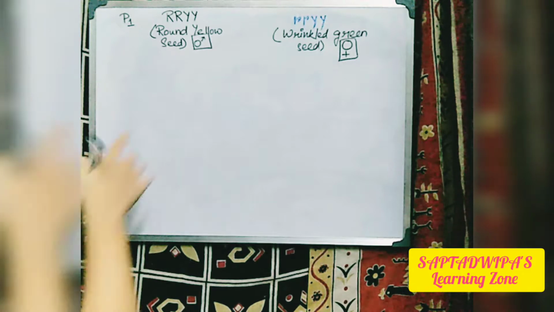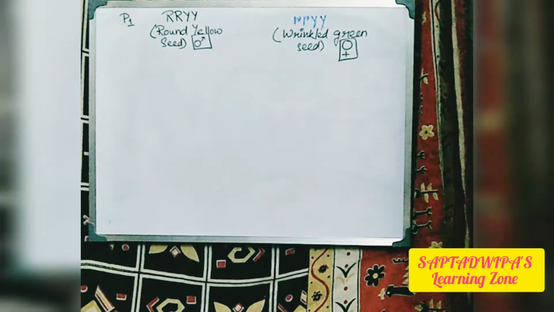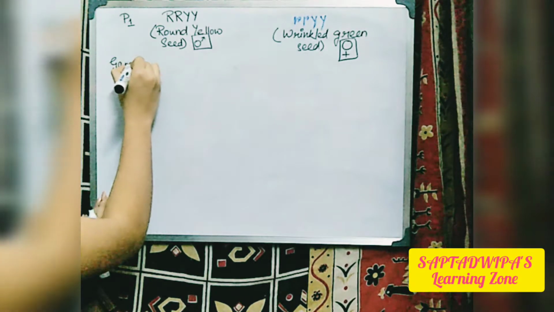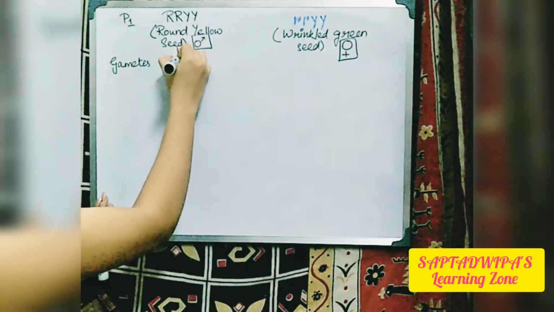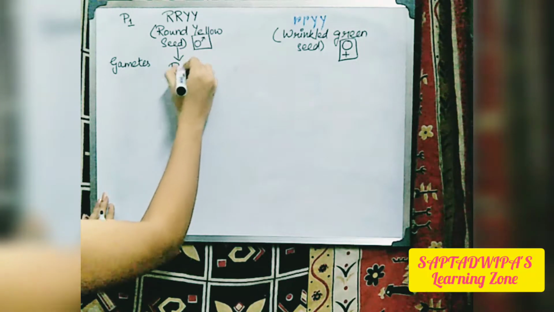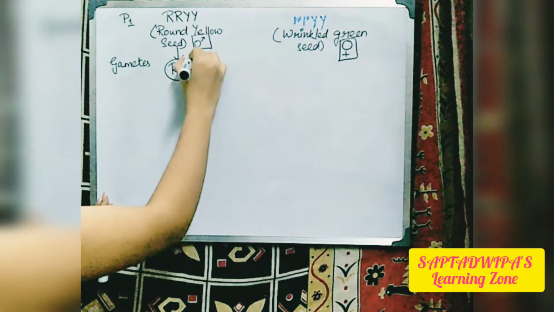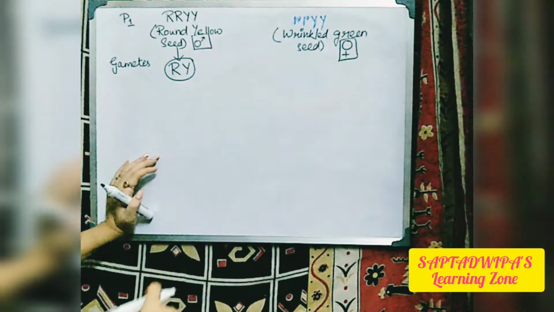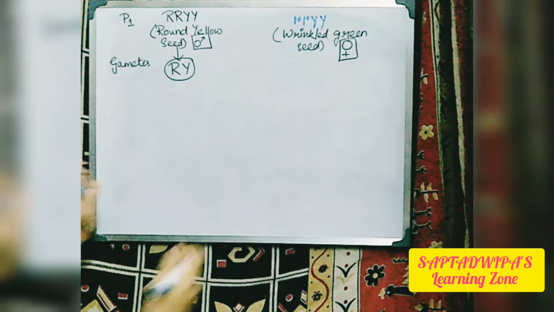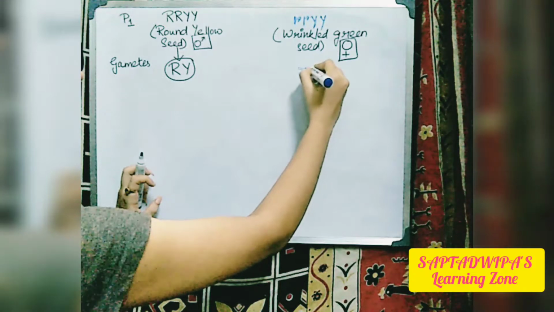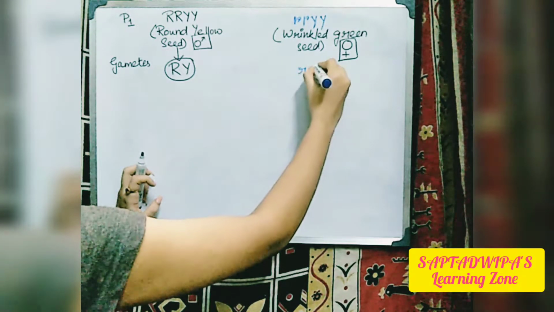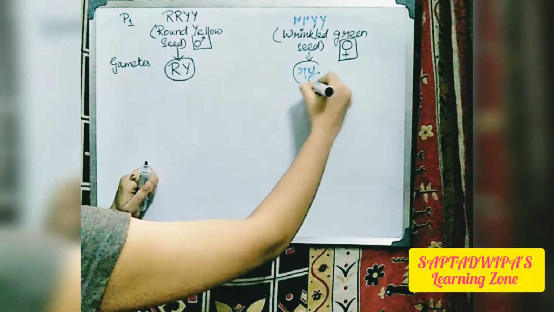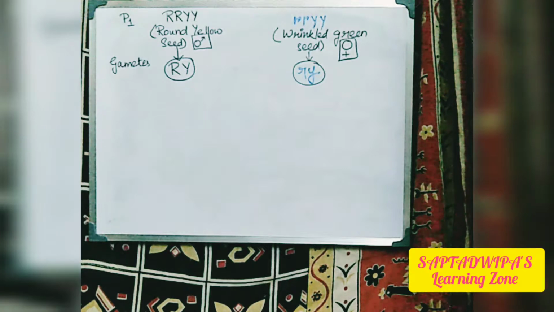Now this is the round yellow seed. What gametes will the round yellow seed give us? Gamete formation happens here in the next step, and it leads to capital R and capital Y. This is the gamete produced from the round yellow seed. Now what will this one give us? This one will give us small r and small y, as the gamete.